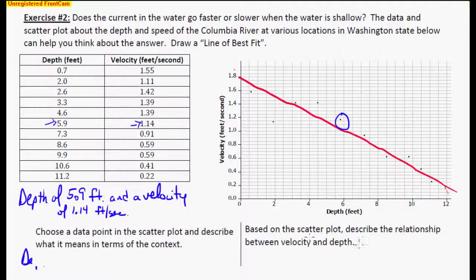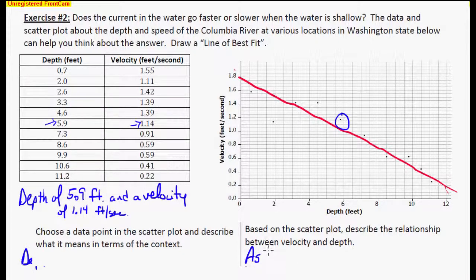Based on the scatter plot, describe the relationship. Well, what's the relationship? As depth goes up, look, as depth gets bigger, wow, velocity is actually getting smaller. All right, which is weird. You'd think as depth goes up, velocity would go up as well. All right, but this isn't the case in the data that we collected here. All right, so as, and it won't write on there again. That's odd. All right, let me see if I can fix it.